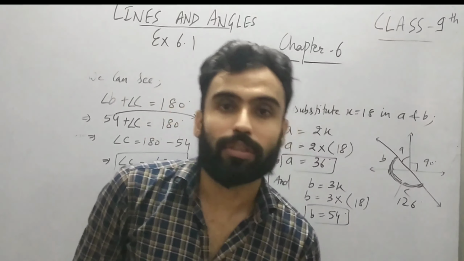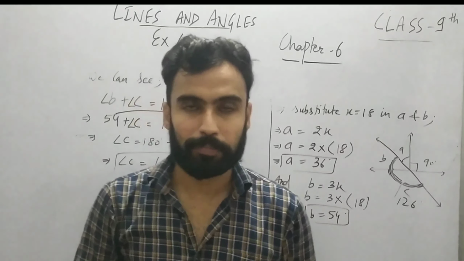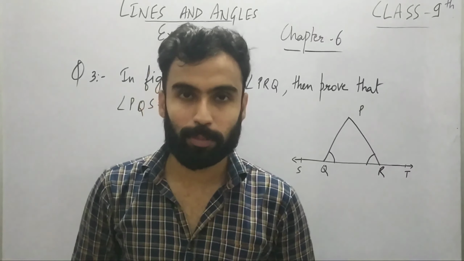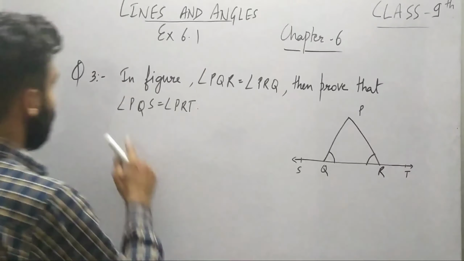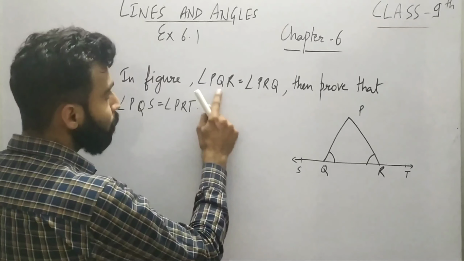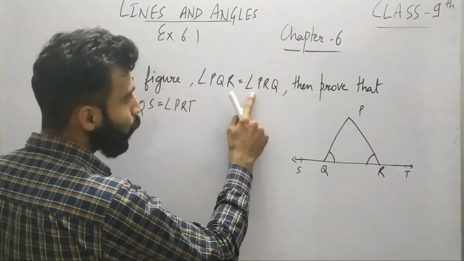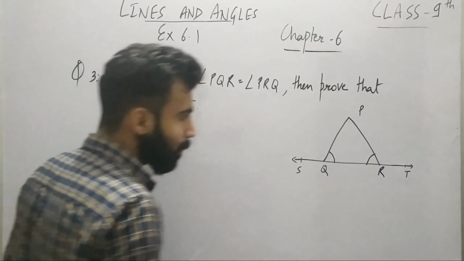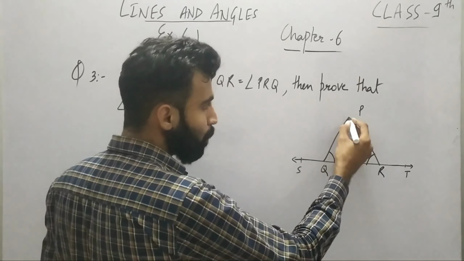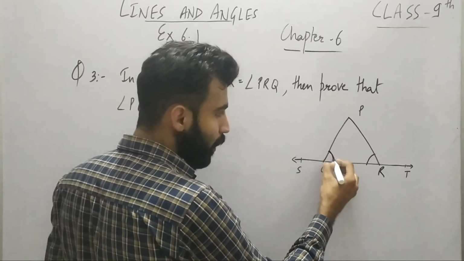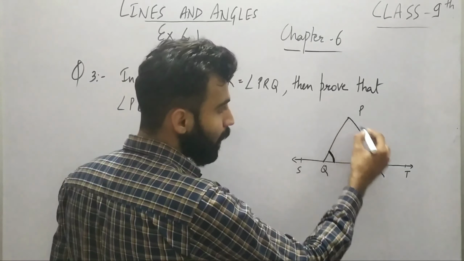Getting my point? So this is how we solve these type of questions. That's all. So students, moving on to question number 3 here. Now it says in the figure, angle PQR is equal to angle PRQ. So let me just denote the angles here. So PQR, here it is the angle, and PRQ.